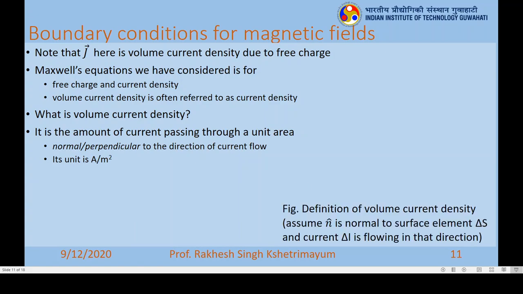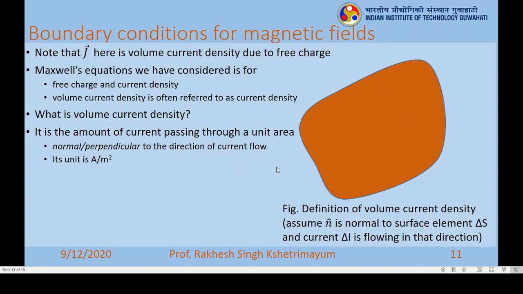We are trying to define volume current density at a particular point. Let's say this is a conductor. So now some current is flowing in that conductor. Let's assume that the current flowing is delta I. Assume there is a surface element which is perpendicular to this direction of the current flow, and surface element is of area delta S, and length is delta L, and height is delta h. So this is a 3D structure, but we cannot draw it on the 2D plane. So this is the height of the surface element and this is length.